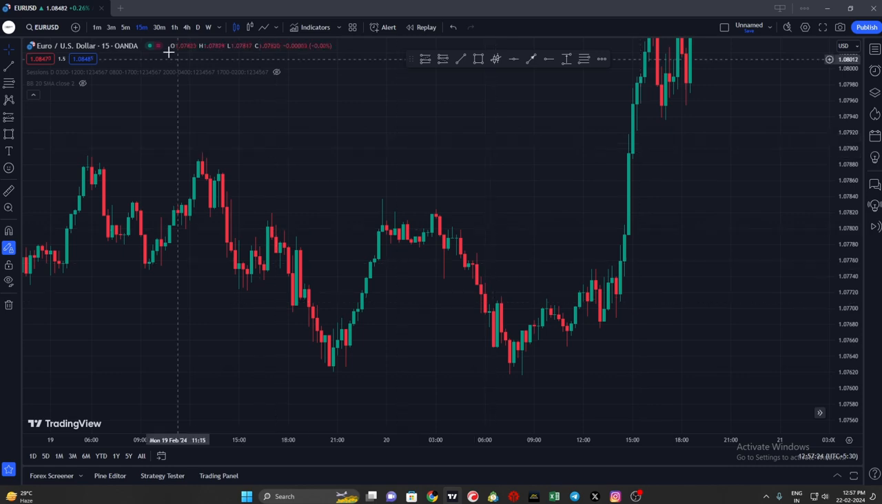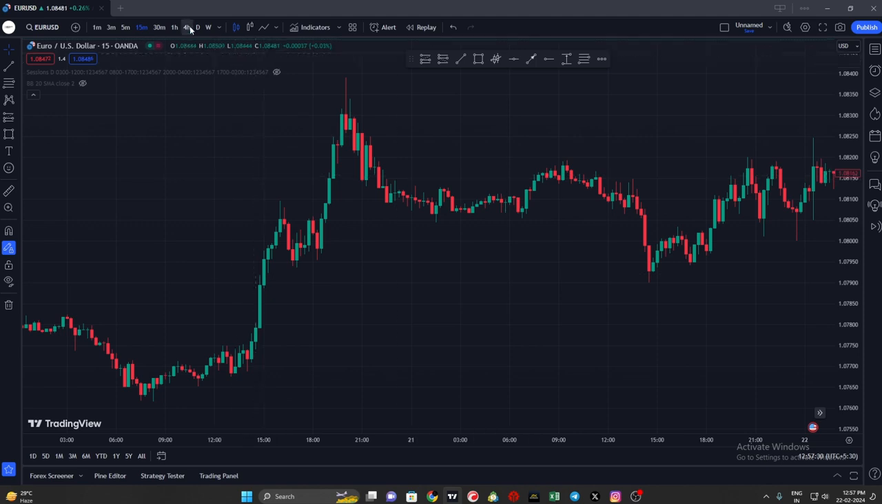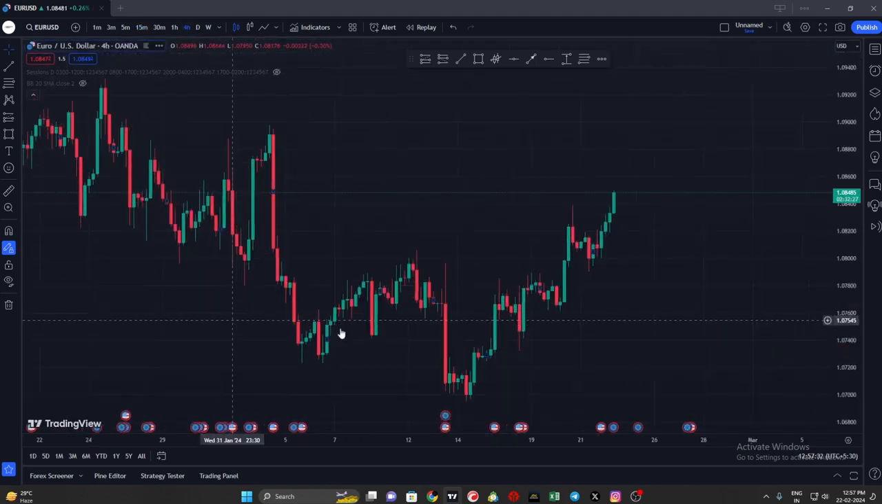So for that we have to go to the 4-hour time frame. So I've given you a basic example in the 15-minute time frame. Now we have to go to the 4-hour time frame for swing trading.